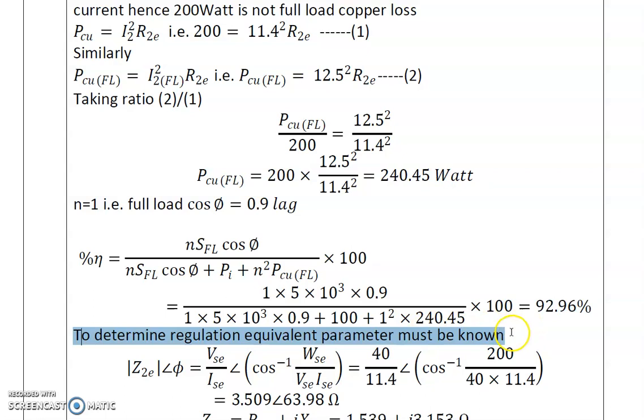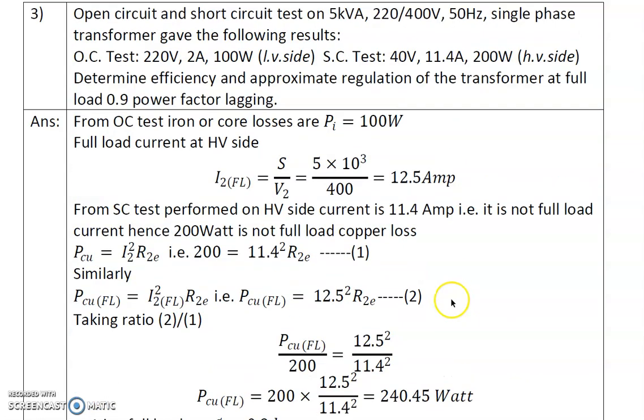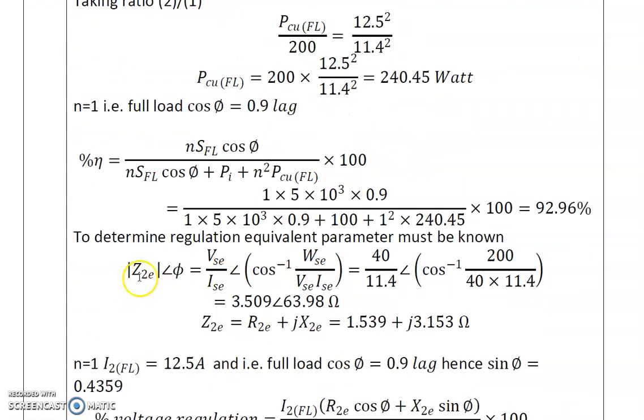Now we want to determine the regulation. To determine the regulation, we need to calculate the parameters referred to the secondary side, and that can be calculated using the short circuit test. The short circuit test voltage and current are given. From that, how can we calculate the impedance? Impedance is equal to the magnitude of impedance at an angle of phi. So VSC upon ISC. The wattmeter reading is W equal to VI cos phi. So cos phi is W upon VI, and phi is cos inverse of W upon VI. So the angle is cos inverse of WSC divided by VSC into ISC.